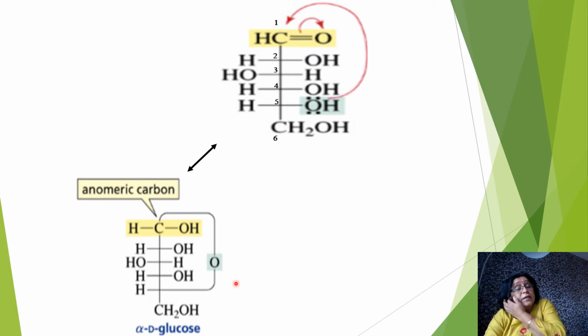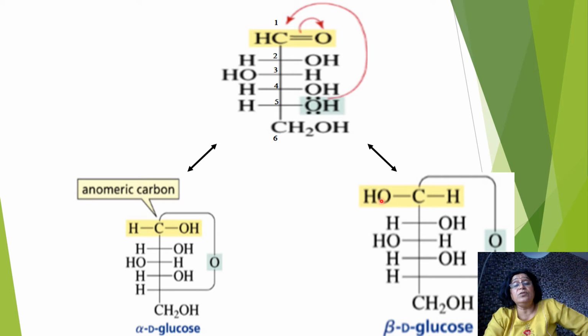Like this, the first carbon is forming a hemiacetal structure. So on the first carbon you see the hydrogen is on the left hand side, and OH is on the right hand side. So this is called alpha D glucose. A similar structure can be formed with OH on the left hand side and H on the right hand side. So this is called beta D glucose.